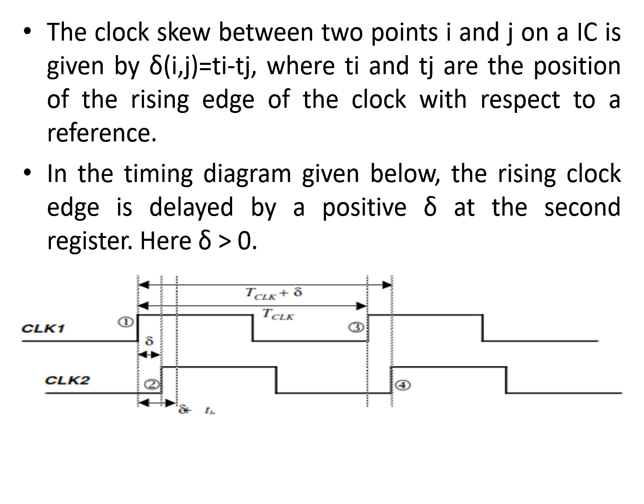The clock skew between two considered points i and j on an IC is given as δij = Ti − Tj, where Ti and Tj are the positions of the rising edges of the clock with respect to the reference points. In the timing diagram given below, the rising clock edge is delayed by a positive value δ at the second register, where this δ is taken to be greater than 0.